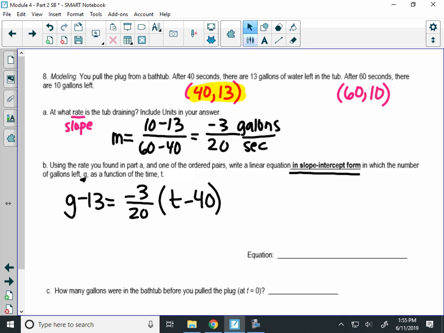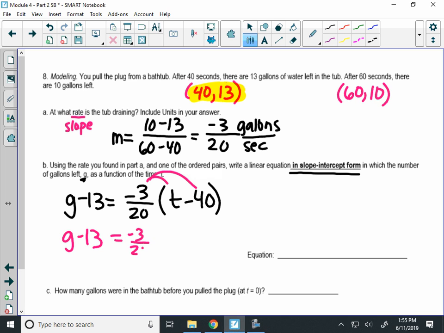Now I have to solve it. I need my equation in slope-intercept form. So I'm going to solve this here. I have g minus 13 equals negative 3 over 20t. Negative 3 over 20 times negative 40, that would be positive 120 over 20, which is 6. Is that right? Yes, it is right. I'm sorry. Here we go. It's been a long day. Plus 6, then I get g by itself by adding 13. And my equation ends up being the number of gallons equals negative 3 over 20t plus 19.